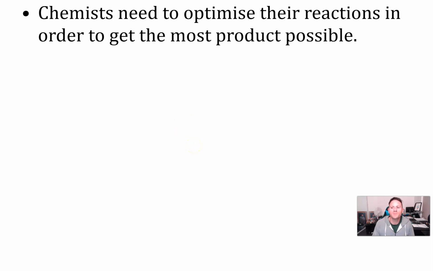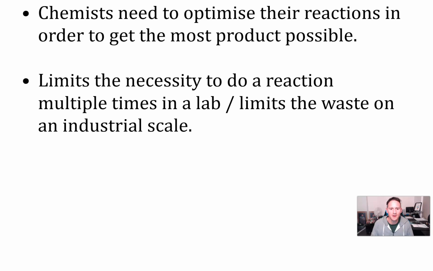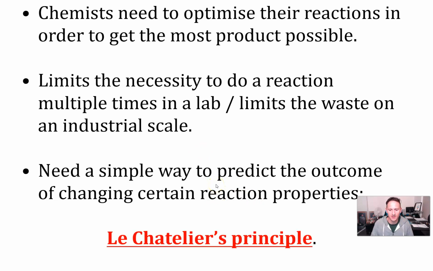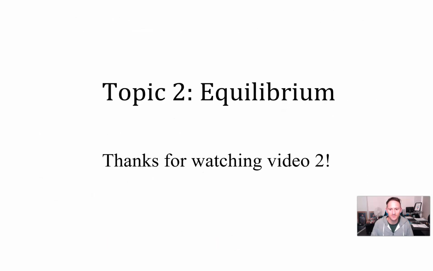The chemists need to optimize their reactions in order to get the most product possible. It limits the necessity to do a reaction multiple times in the lab and limits the waste on an industrial scale. They need a simple way to predict the outcome of changing certain reaction properties. And this is going to introduce us to the concept of Le Chatelier's principle.